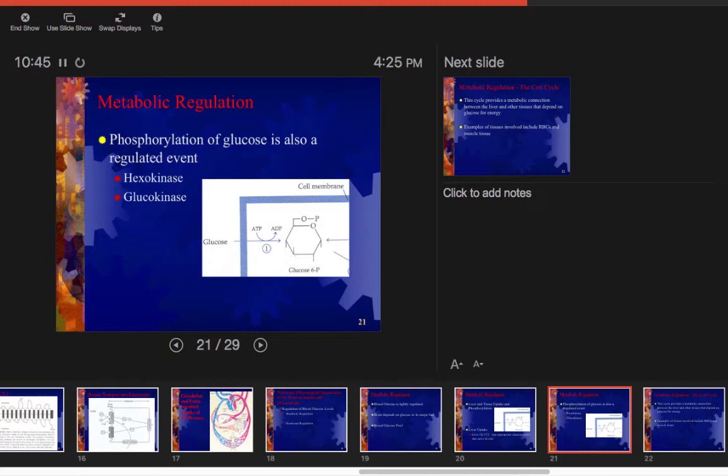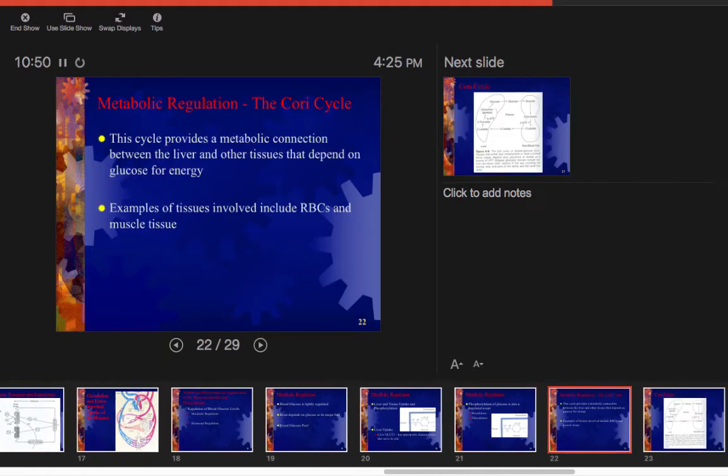Okay, so we'll come back to that. So far, just a couple pieces there. So we're going to talk about a cycle called the Cori Cycle. Have you heard of that? Okay. So the Cori Cycle is relevant for us because it's an ongoing cycle that is a significant process in glucose metabolism, and I'll show you why. The cycle provides a metabolic connection between the liver and other tissues that depend on glucose for energy. Examples of tissues involved include red blood cells and muscle tissue.